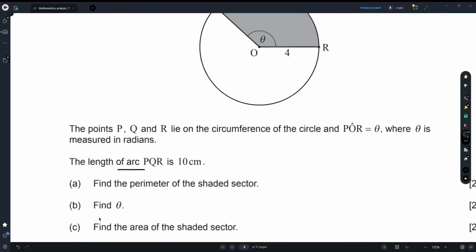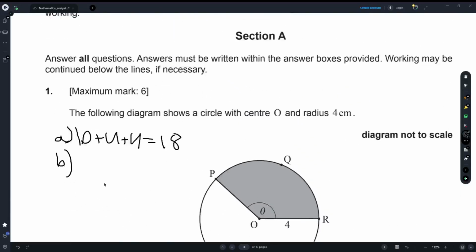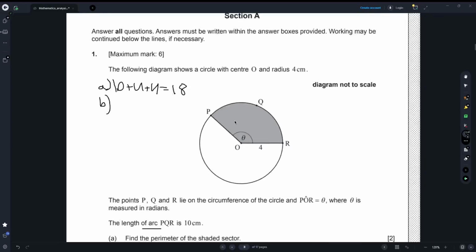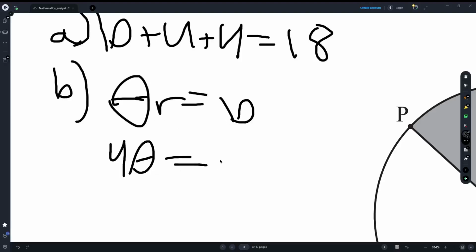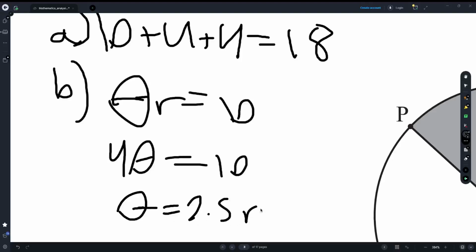Alright, part B, the angle theta. We know that the arc length is theta r, and this is equal to 10, and we know that r is 4, so 4 theta equals 10. So theta equals 2.5 radians.